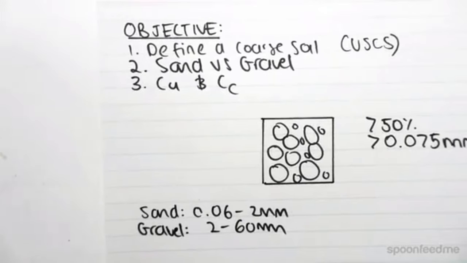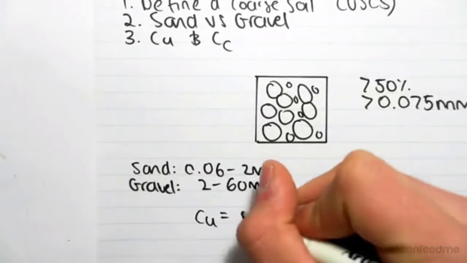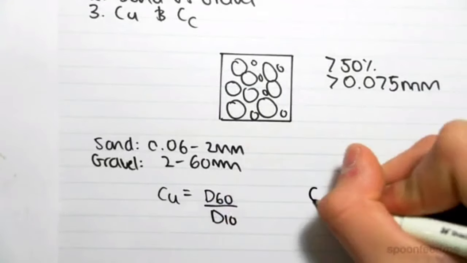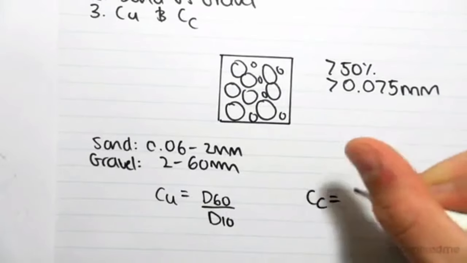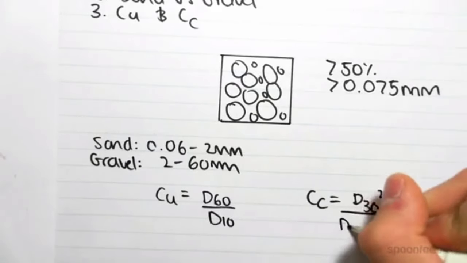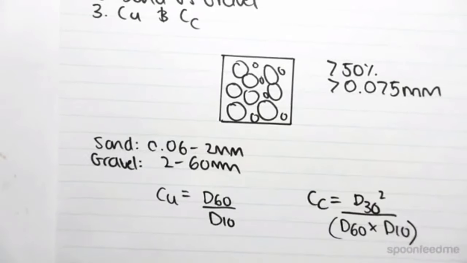And the last thing we need to define is C subscript U, which is equal to D subscript 60 on D subscript 10, and C subscript C, which is D subscript 30 squared on D subscript 60 by D subscript 10. So what are these terms?